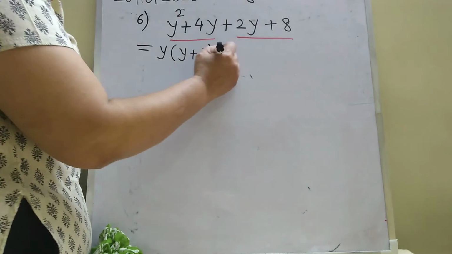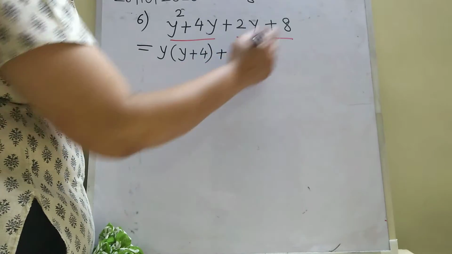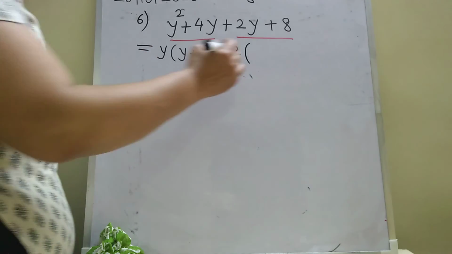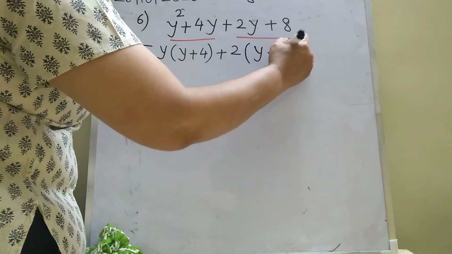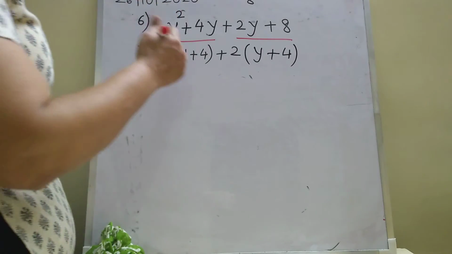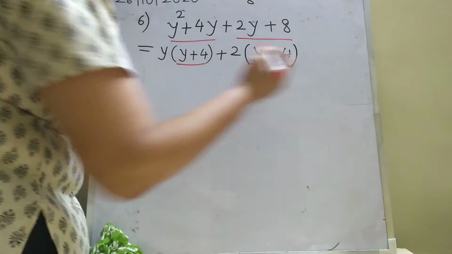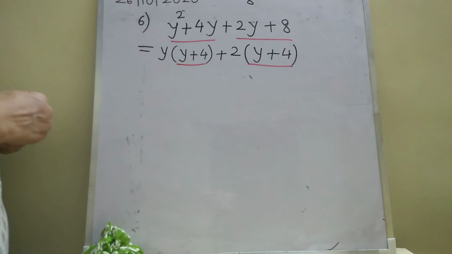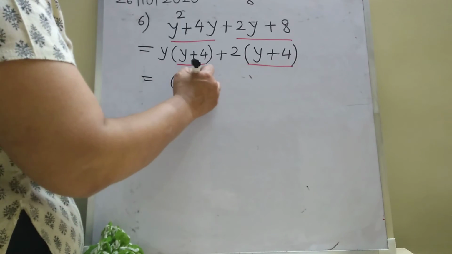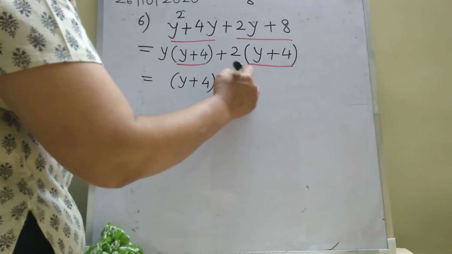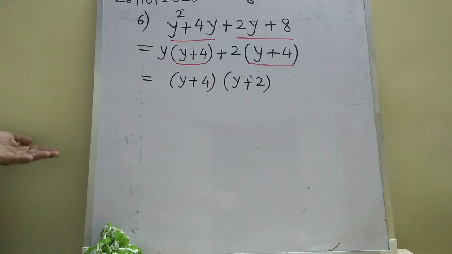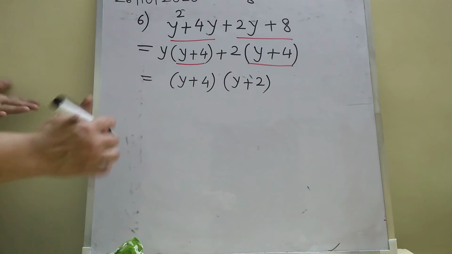In the second, now what is going to happen? 2 and 8. 2 can be outside the bracket because 2 is common, 8 is coming. Now what is going to come? y plus 4 again. Now if you see here, y plus 4 is repeating, correct? So that's why I can take that outside the bracket, one bracket y plus 4. So in the other bracket I am going to get y plus 2. This is one more different example than whatever we saw previously.